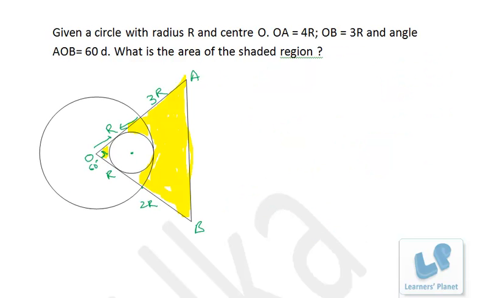Now let's see this problem. Once again, looking tedious. Given a circle with radius R and the center O, OA is equal to 4R, OB is equal to 3R, and angle AOB is 60 degree. What is the area of the shaded region? Precisely friends, in this case we need to find out the area of this triangle, and from the area of this triangle we need to deduct the area of this circle. So we'll be getting the area of the shaded region, right?